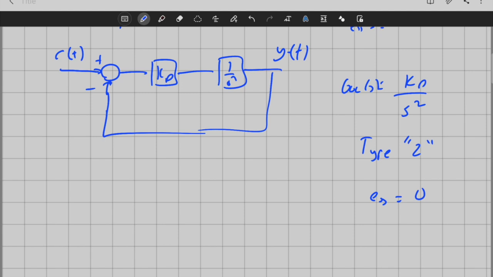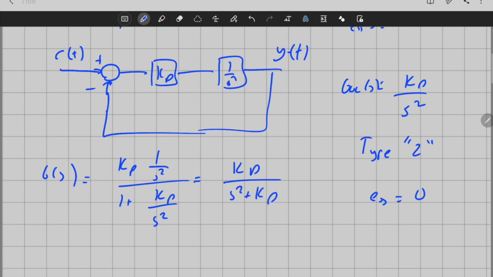So what I need to check is the stability of the system. If I compute Y of s divided by R of s, I will find that this is equal to what? Let's do that quickly. What's the transfer function? T of s of this system is equal to Kp times 1 over s squared, over 1 plus Kp over s squared. So I have Kp over s squared plus Kp. So I computed the closed loop transfer function.